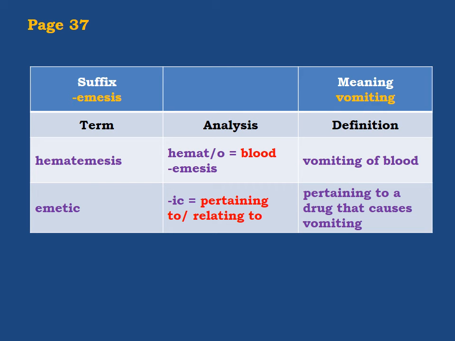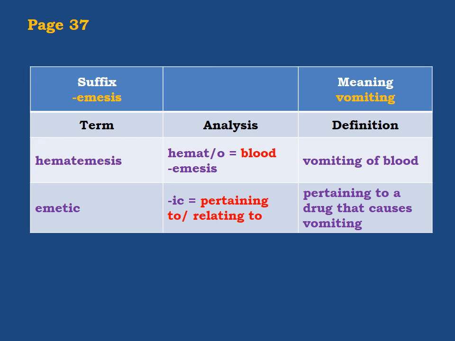The next suffix, we have emesis, which means vomiting. All right, to throw out. The first term, we have hematemesis. Hemat, now you are familiar with this root. It means blood, and emesis, vomiting. So vomiting of blood. If a person has some problem in his stomach, gastritis or something else, when things get worse, the person starts vomiting blood. So we call that hematemesis.